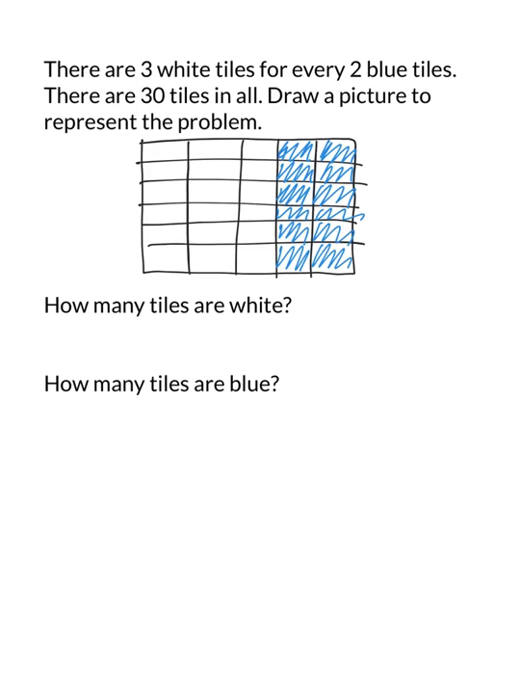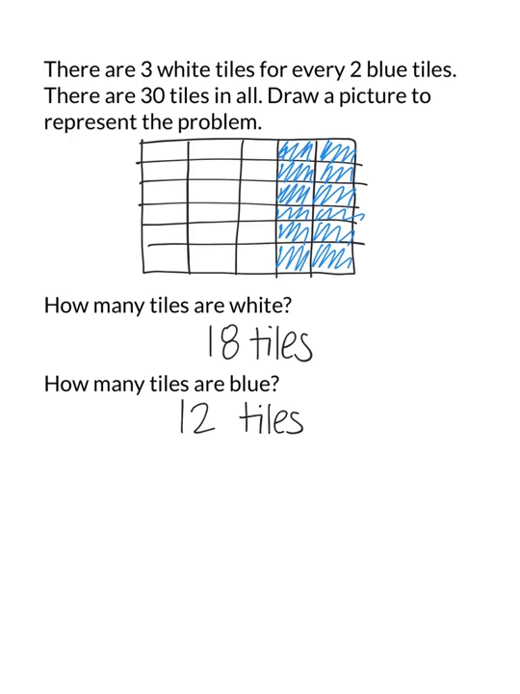So now I can see how many tiles are white. Well, I have 3 by 6. 3 times 6 is 18 tiles. And how many tiles are blue? 2 by 6. 2 times 6 is 12 tiles.